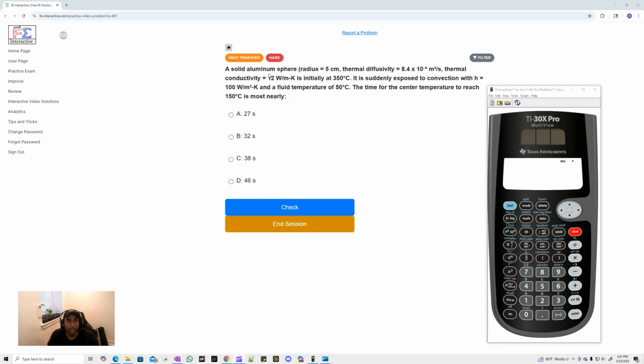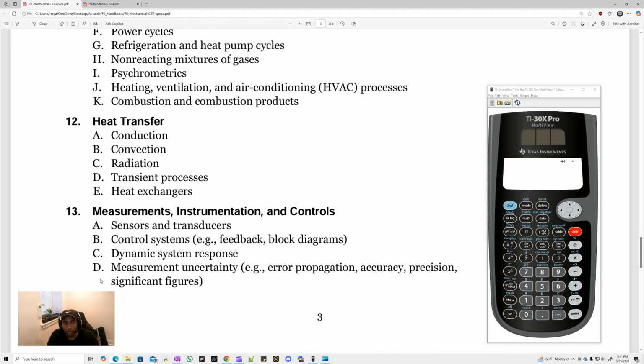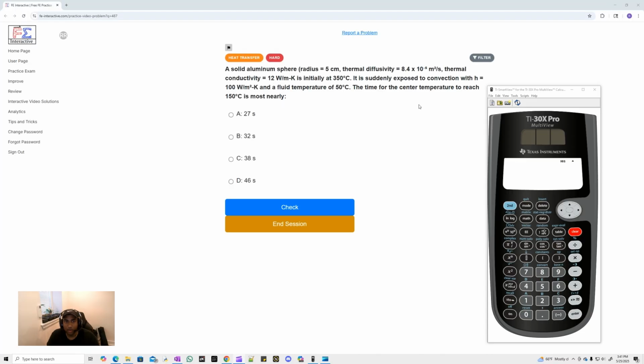We're going to make sure we really focus in on those fundamentals. This problem in particular is related to transient processes. That's subsection D here under the subject heat transfer from the FE mechanical specification. We're also going to touch on a calculator topic today, which is on linear interpolation, and I'm going to show you guys how to do that on a calculator like the TI-36X Pro.